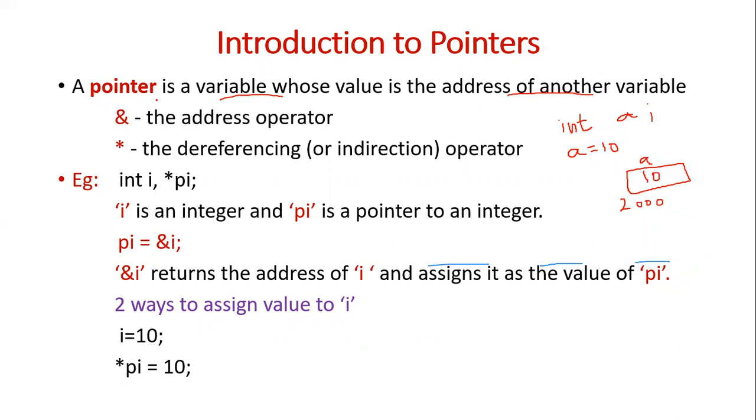Now again see the definition. A pointer is a variable whose value is the address of another variable. So pointer is a variable and the value of that variable will be the address of another variable. Now say that I am declaring another variable here, that is a pointer variable, int star p. So what is star p? p is a pointer variable which can point to an integer. It can point only to an integer.